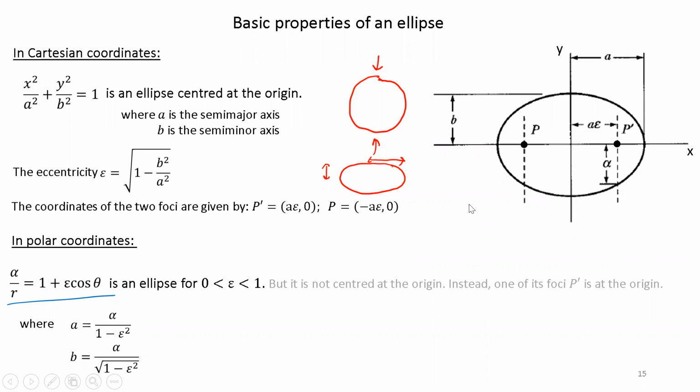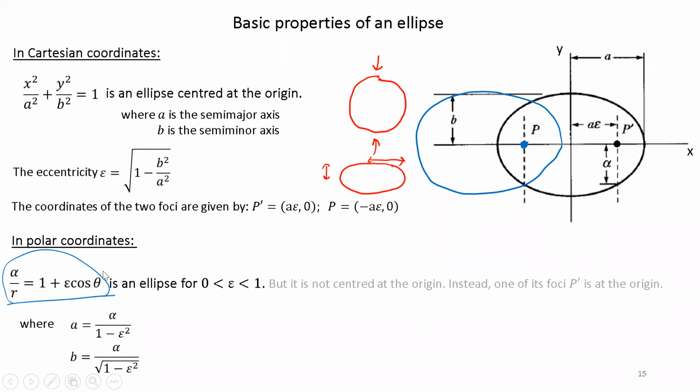So therefore, let's say I have a polar coordinate system using this point as the origin. Then this equation will represent an ellipse that looks like this, centered over here.